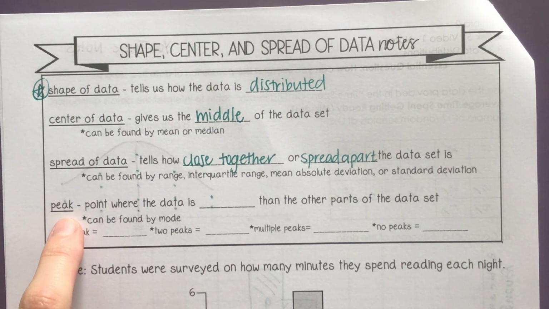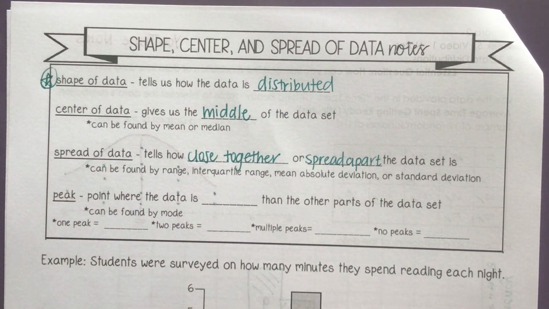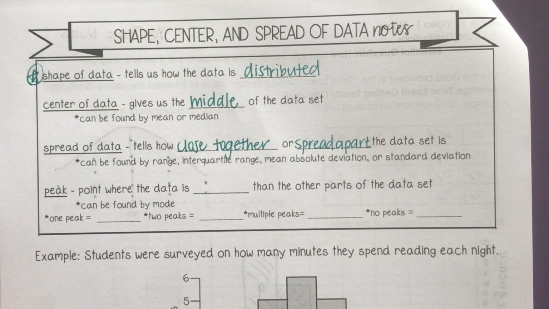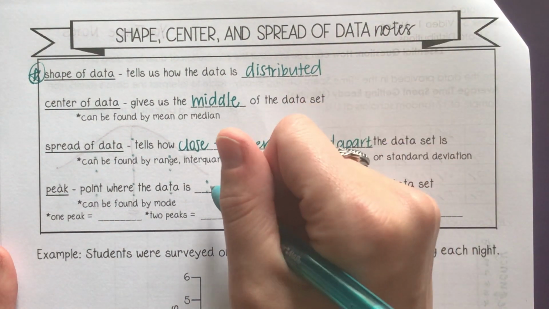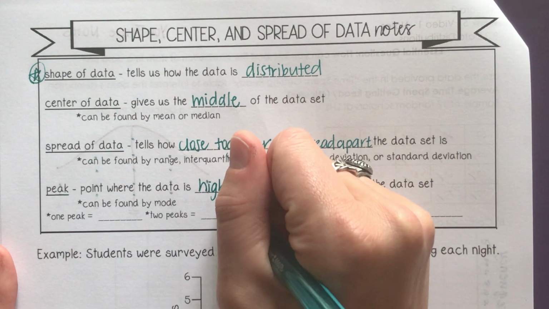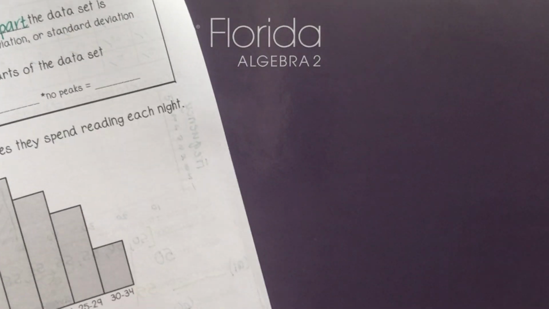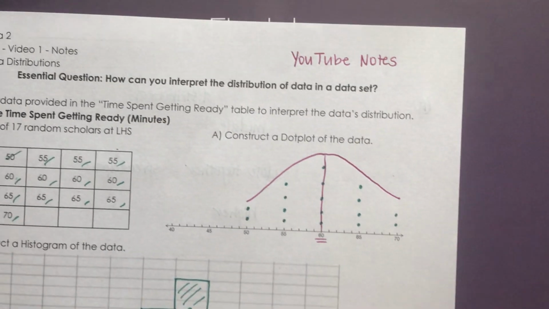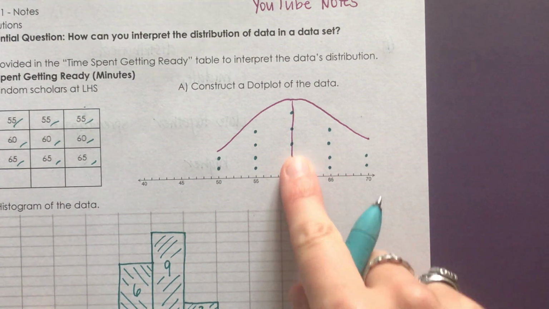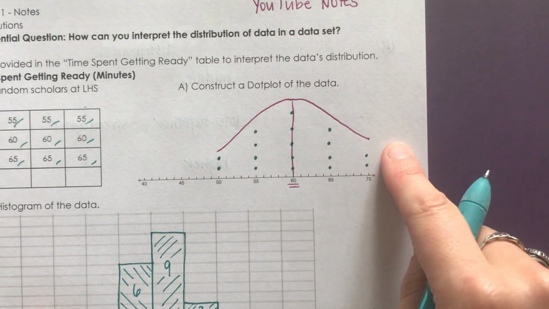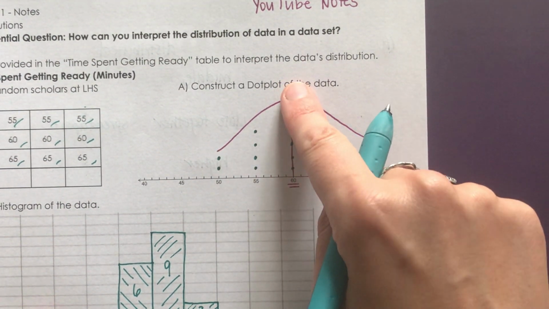Last part is the peak. As I'm sure you can probably figure out, peak is the point where the data is higher than the other parts of the data, right? So if I were to go back to my graphs over here, obviously the 60 is my peak. It's the top of my hill, right? Peak and a valley. So it's the top of my hill here.